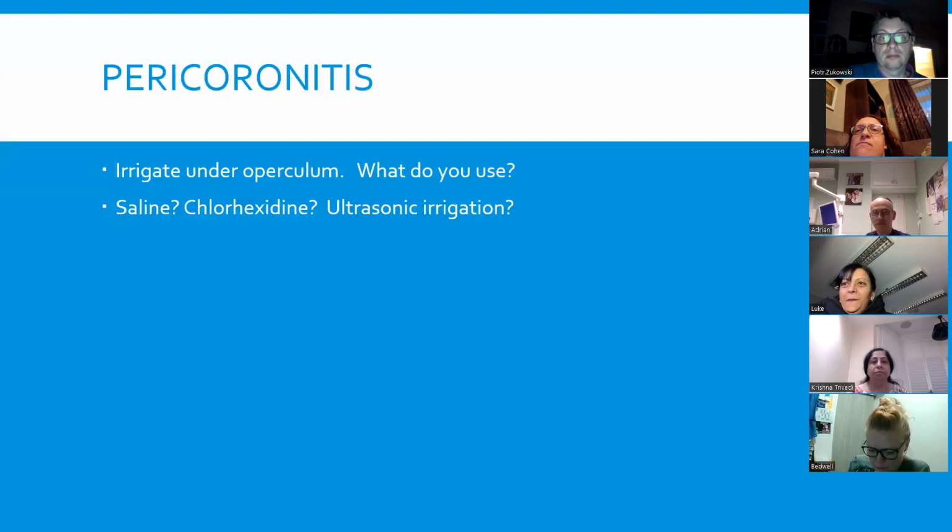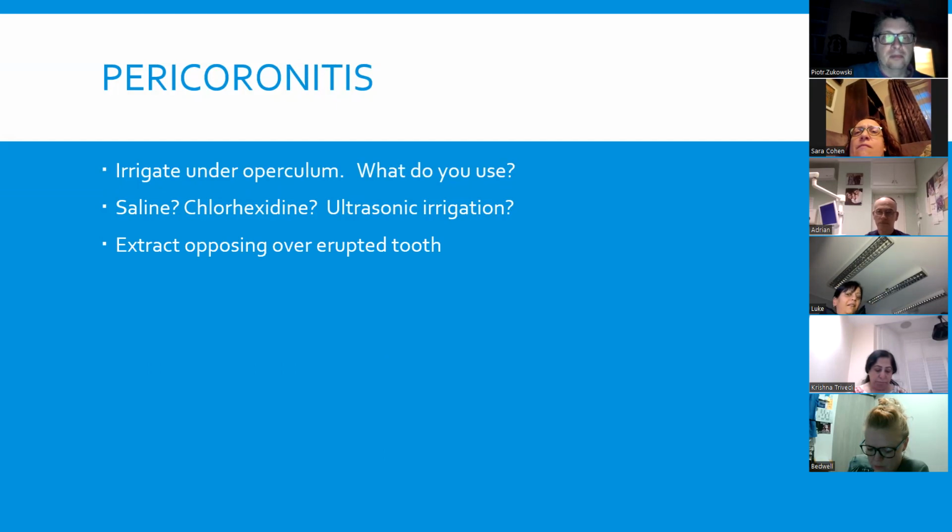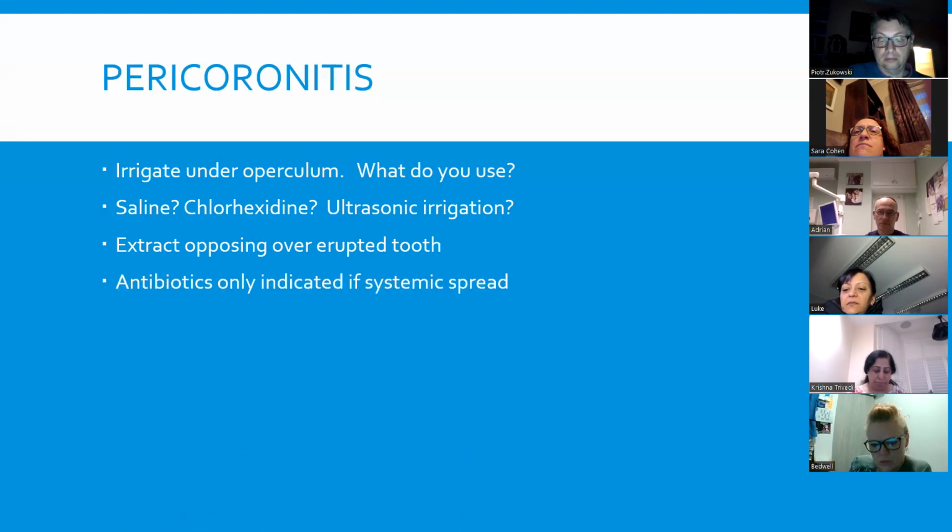Ultrasonic irrigation. You could, in fact, you're just using water and sticking something under there. Anything helps, I guess. You can extract the opposing over-erupted tooth. That would help. It's not always possible, but it's sometimes possible. Sometimes you could just trim it down a bit, at least it would buy a bit of time. Again, antibiotics only indicated with systemic spread, severe trismus. That doesn't mean they can't fully open. It means they can't open really at all, or obviously fever, malaise, and whatever are the other ones that we've got already.